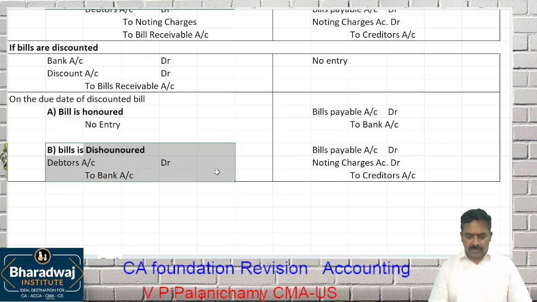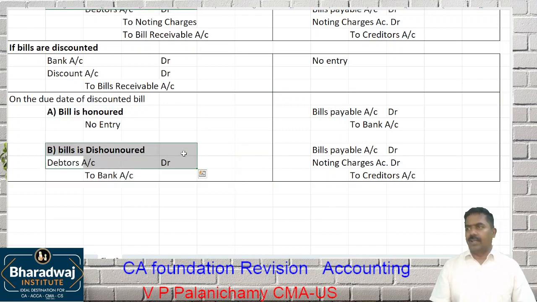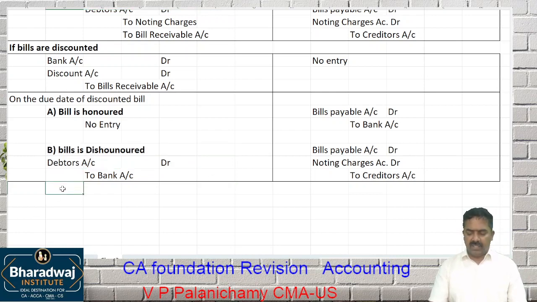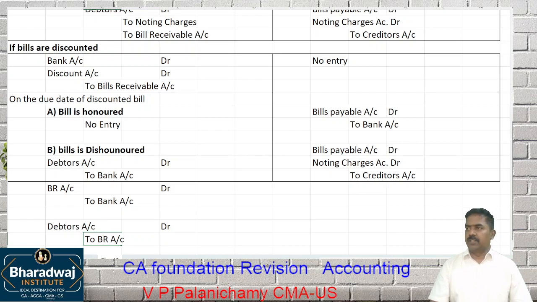The bill is dishonored means what to do? Debtors account, debtor to bank account. Then the entry to pass: we'll get back the bill from the bank. What is the entry we will pass? We'll receive the bill. Bills receivable account, debtor to which account? Bank account. Then we can give the bill to debtors. Debtors account, debtor to which account? Bills receivable account. Debtors account, debtor to bills receivable account. Like this, two entries also we can pass.